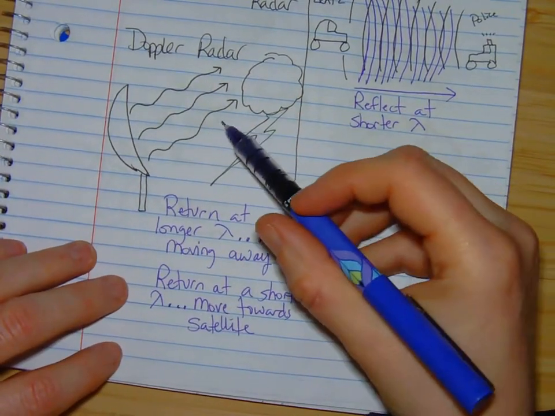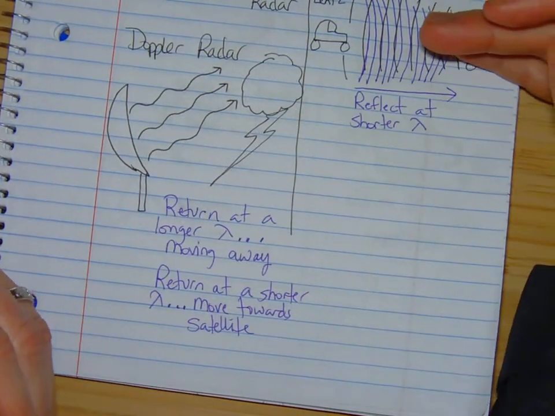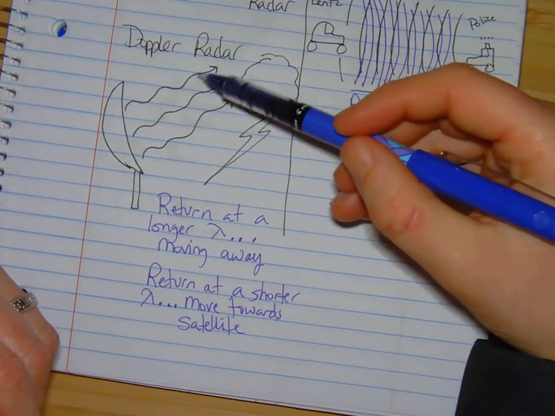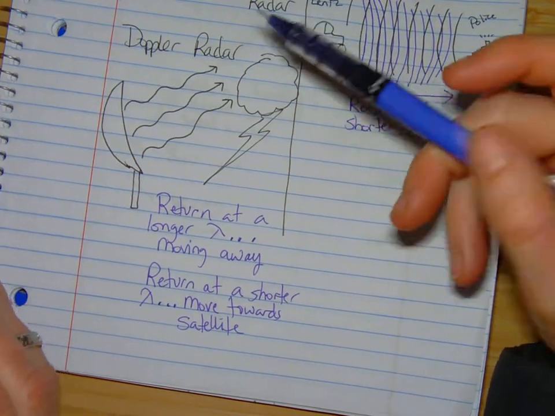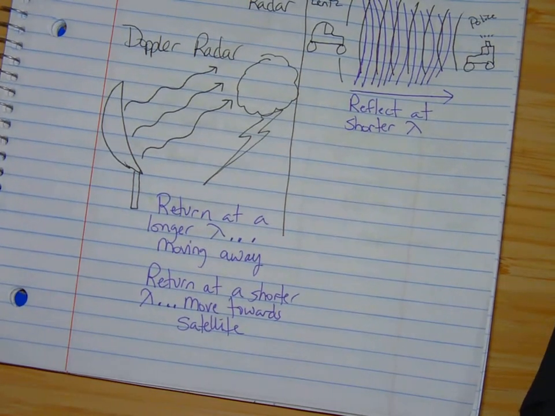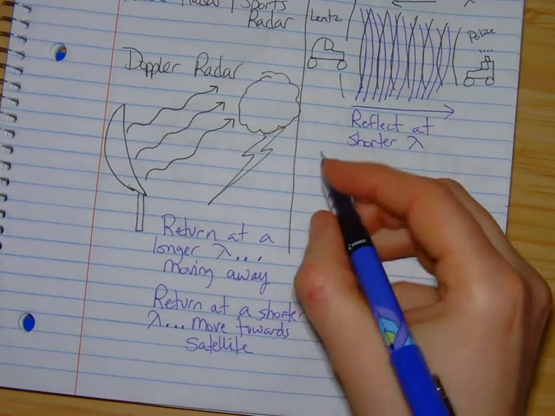All right, so if returning waves come back stretched out farther, the object's going away. If the waves come back with a shorter wavelength, so smushed together, then we know that the storm is coming towards us. All right. Okay, we're almost there. This is a long one.